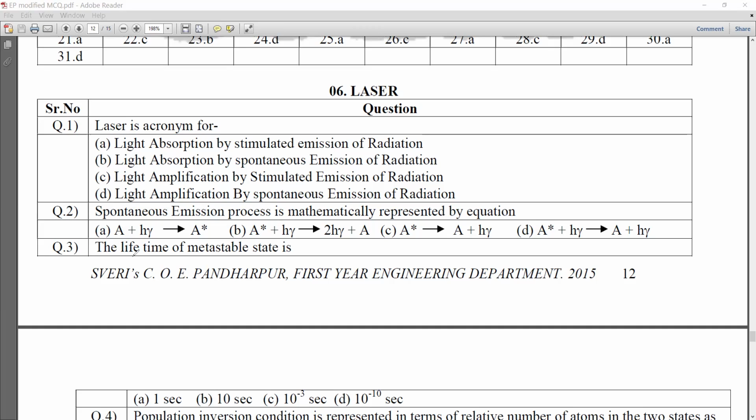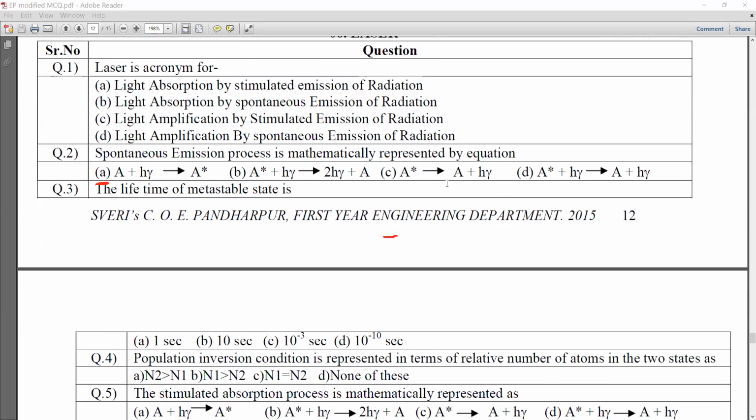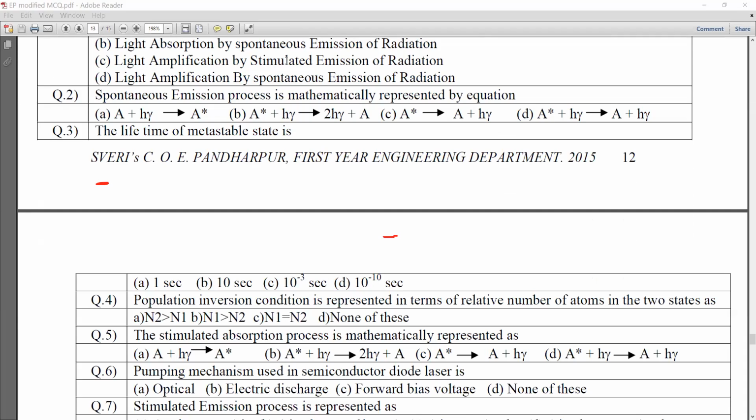Option C is the correct option. Right. The next, spontaneous emission, which is the correct option? Option C is the correct one. Then the lifetime of the metastable state is 10 raised to minus 3 to 10 raised to minus 6.